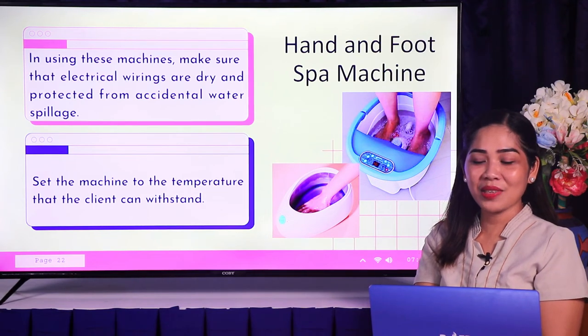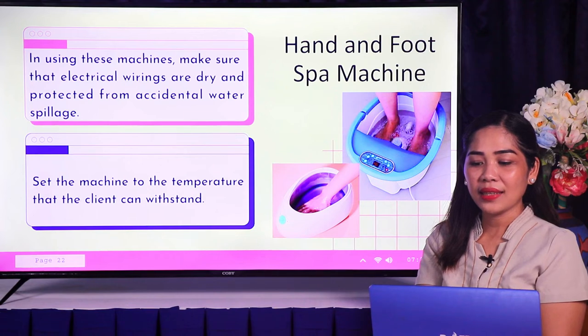In using this machine, make sure that electrical wirings are dry and protected from accidental water spillage. Set the machine to the temperature that the client can withstand.